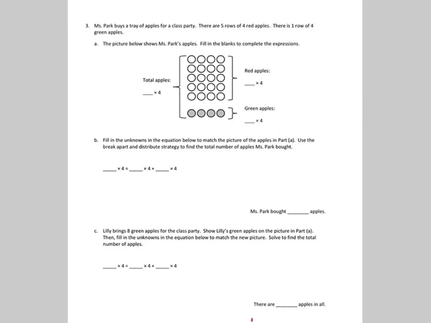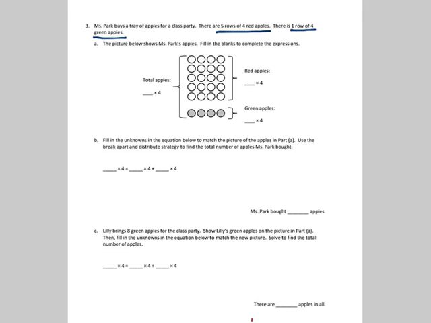Okay. Miss Park buys a tray of apples for a class party. There are 5 rows of 4 red apples, and there is 1 row of 4 green apples. So, how many apples are there? Let's go through the question one more time. 5 rows of 4 red apples, and there is 1 row of 4 green apples.